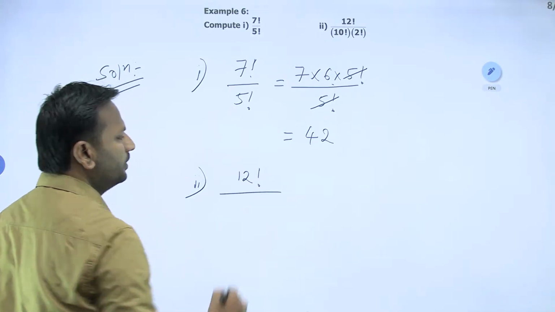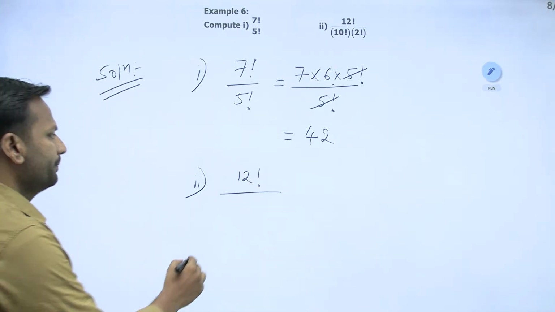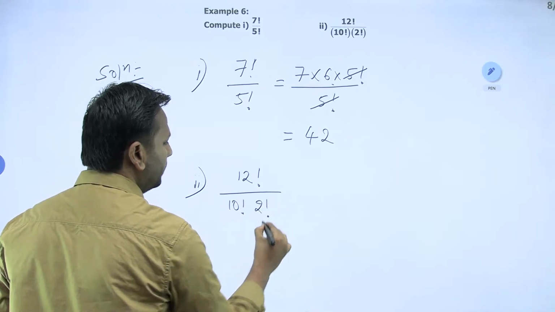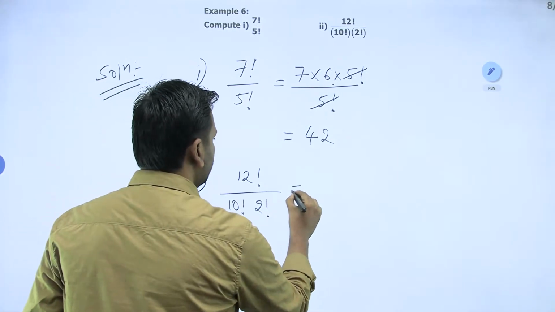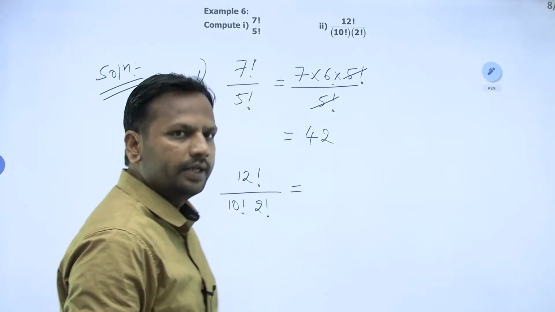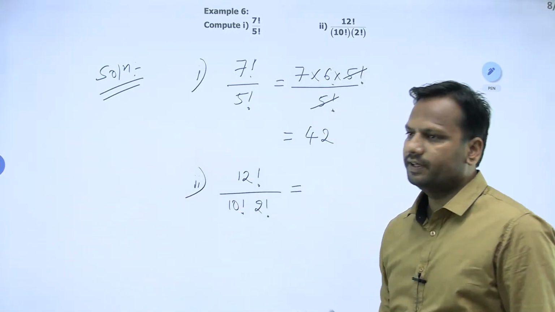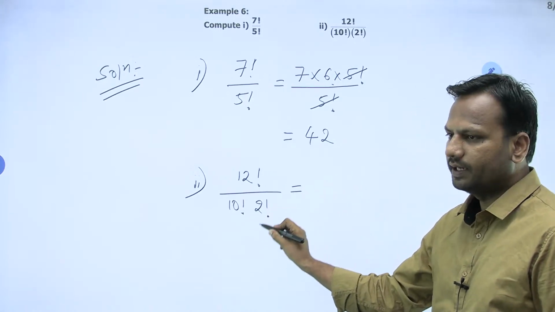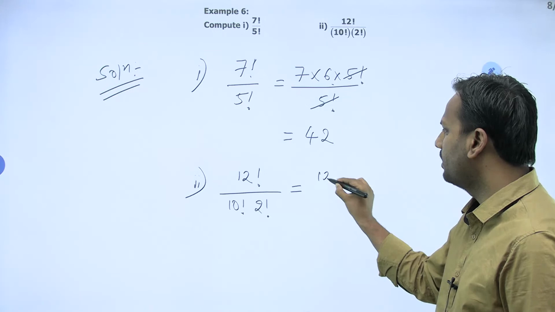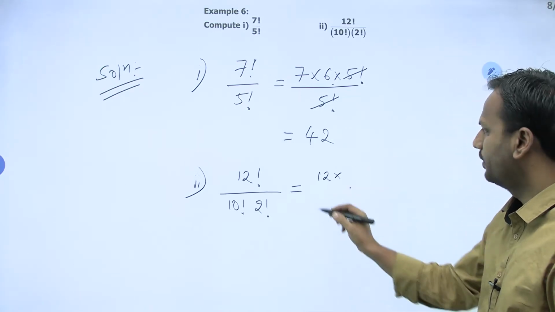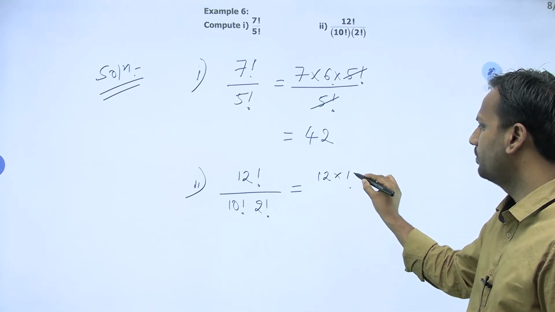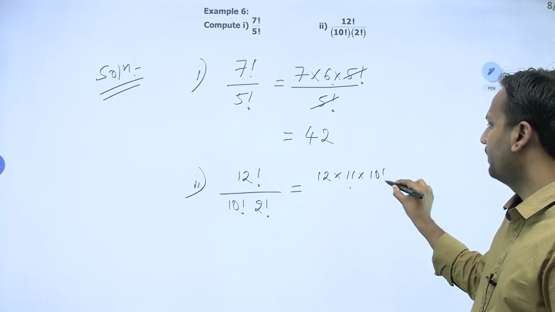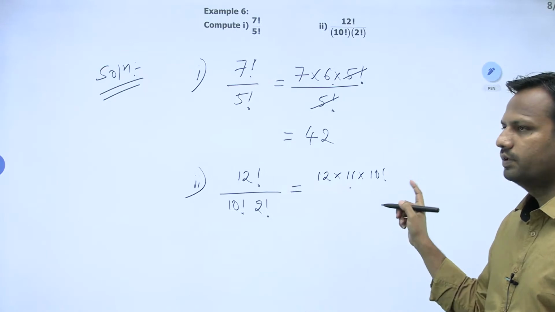So what have they provided? 12 factorial divided by 10 factorial into 2 factorial. See what happens now? Looking to the denominator, let me simplify this numerator here. Here the denominator is what? 10 factorial. So up till there I'll be expressing the product. 12 factorial can be written as 12 into 11 into 10 factorial.